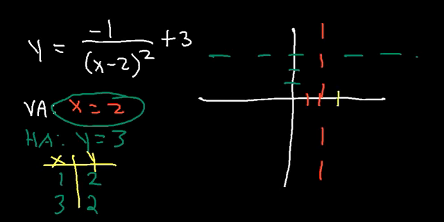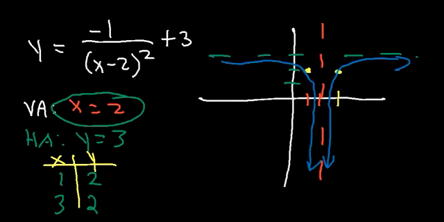So if we plot 1, 2, that's over here. I mean, that's 3 comma 2, not 1, 2. 1, 2 is over here. But we can see the symmetry around the vertical asymptote. So it looks like that.